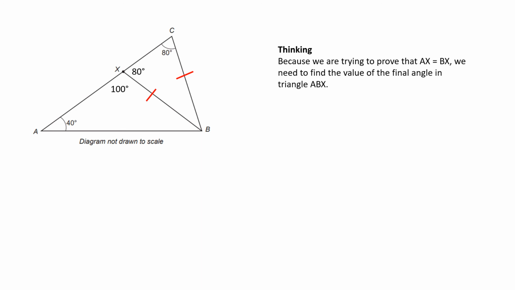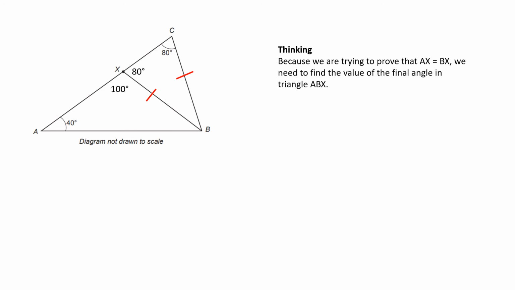So we're trying to prove that AX equals BX. Now the implication there is, hopefully, because 2 sides are the same, it's an isosceles triangle. Well, the other piece of information we have for an isosceles triangle is the fact that 2 of the 3 angles are the same. So we need to find out the value of the missing angle.